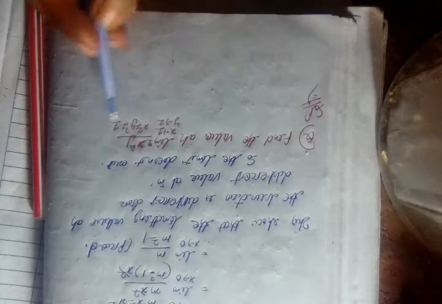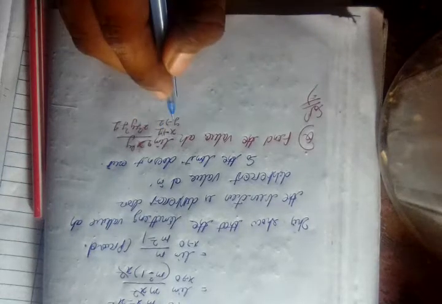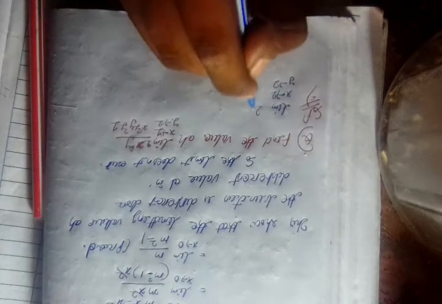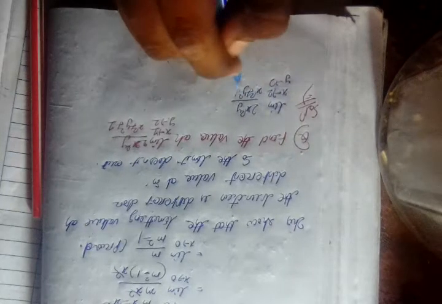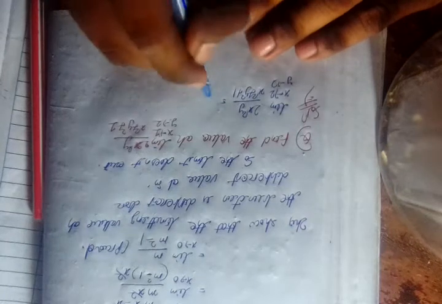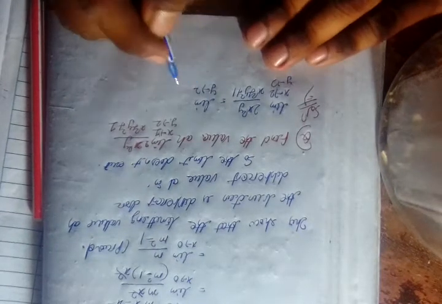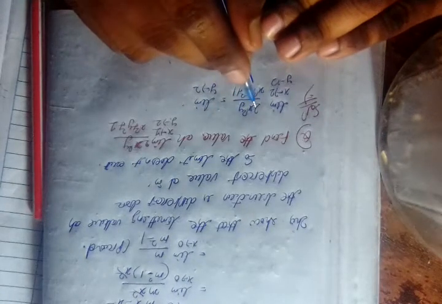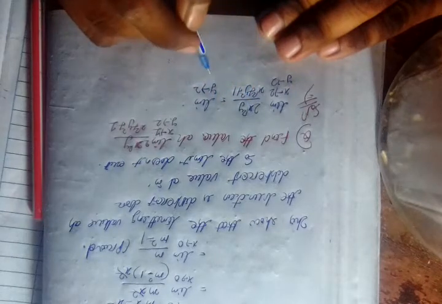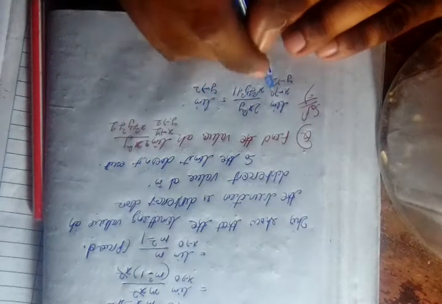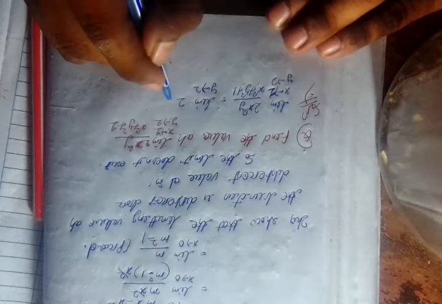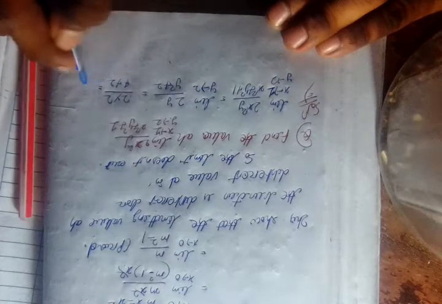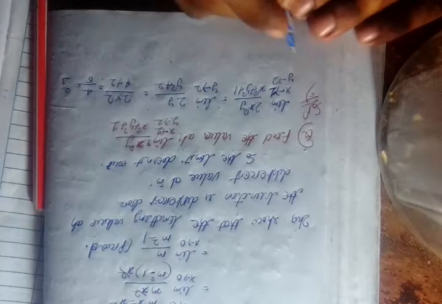Next question: find the value of limit of 2x²y by x² + y² + 1, where x tends to 1 and y tends to 2. Solution: limit x tends to 1, y tends to 2 of 2x²y by x² + y² + 1. Taking y constant, put x = 1: 2y divided by y² + 2, with y tends to 2.